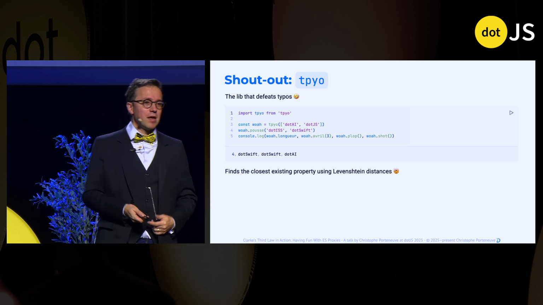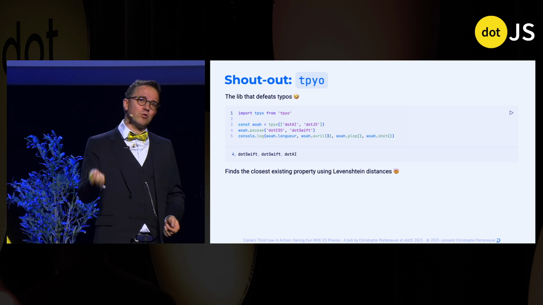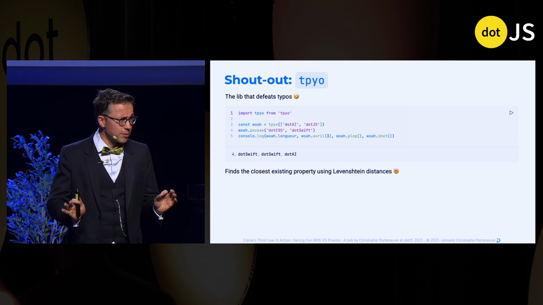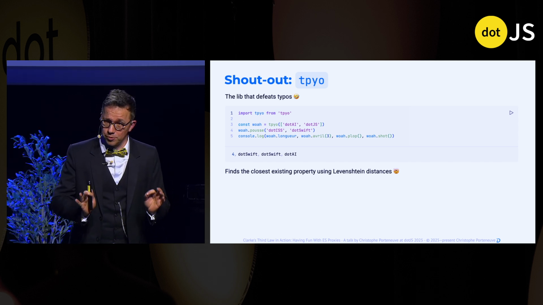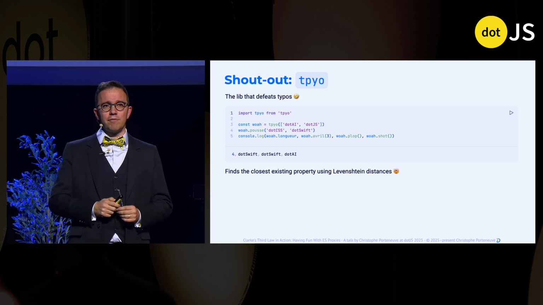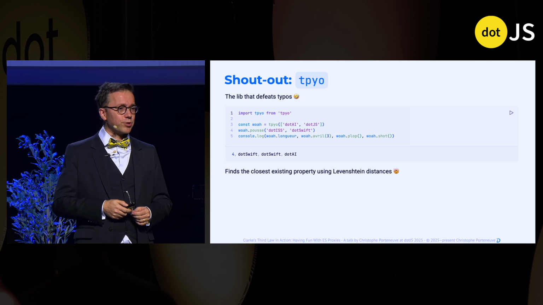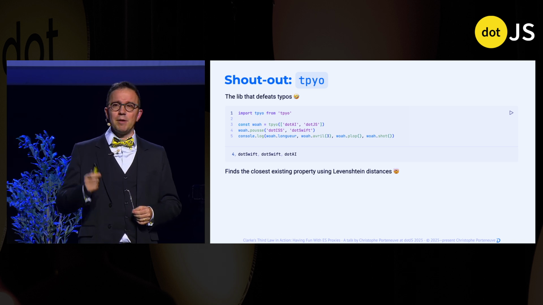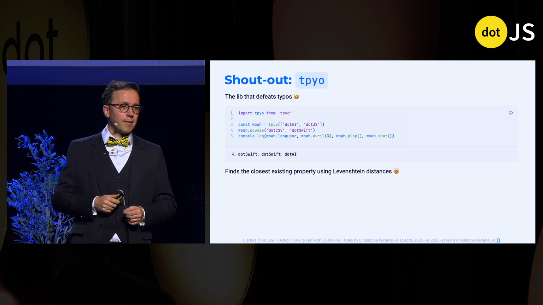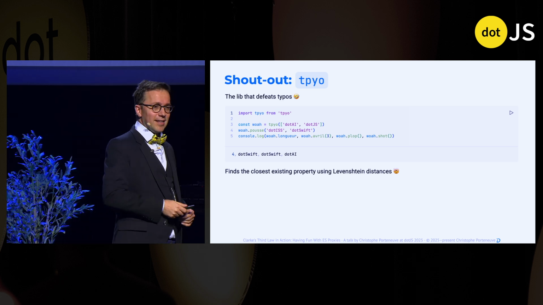So here's a shout out, I'm gonna have a few shout outs in that talk, to a really fun and absolutely useless in production library. By the way, do not ever put that in production code. It's by Matthias Bynens, a V8 core team committer extraordinaire at Google. And this is TPYO, which is a typo on the word typo. And yeah, this is so meta.